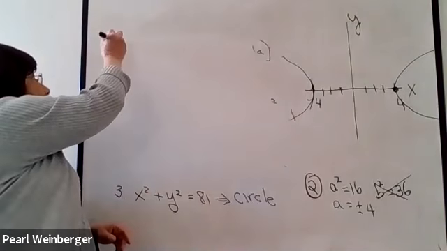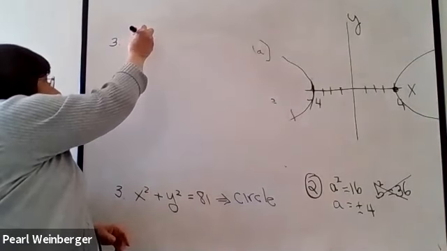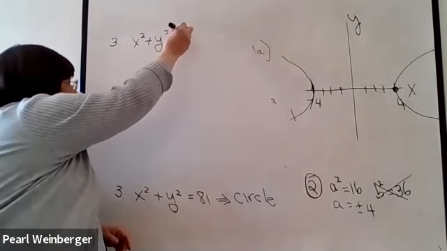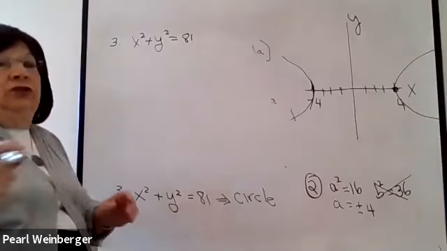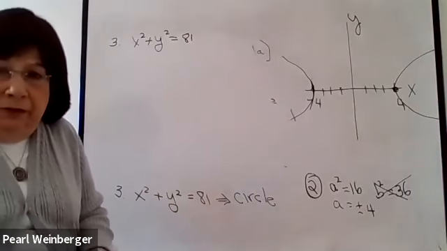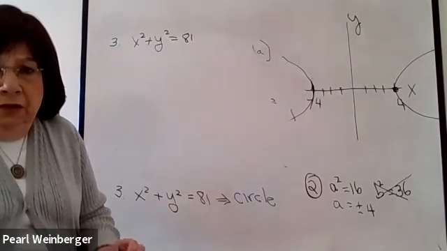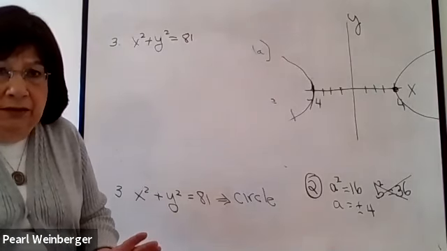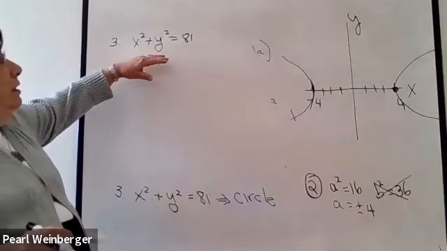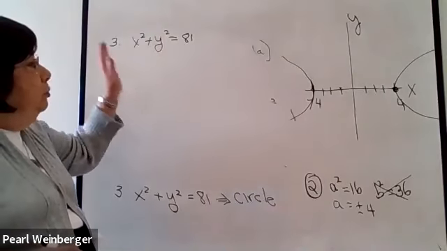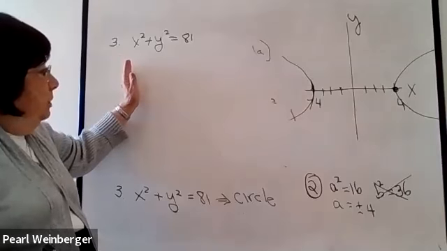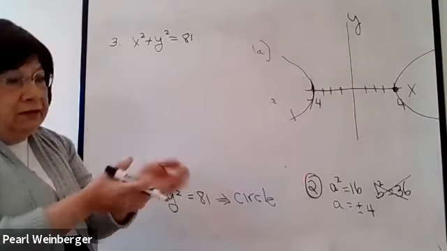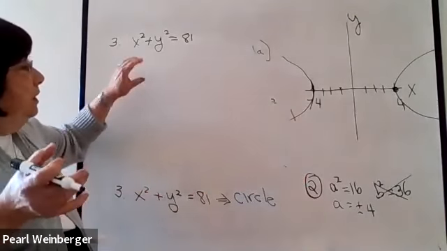Number 3 has x squared plus y squared equal 81. And this is actually the very first type of equation that we talked about in this chapter on conic sections. This is a circle. Anytime you have a plain x squared plus a plain y squared, there could be other things happening. There could be x's and y's, other things.